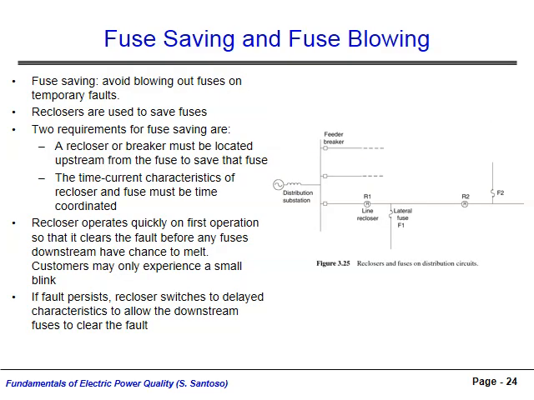This type of coordination is referred to as fuse saving. As the majority of faults are temporary, fuse saving operation can prevent many blown fuses, which must be replaced manually and result in sustained interruptions to downstream customers. Instead, customers downstream from the recloser will experience only momentary interruptions during temporary faults. In order for fuse saving to be implemented, there must be a recloser present upstream from the fuse, and the recloser time current characteristics must be coordinated with the fuse melting times, as discussed in the previous slide.